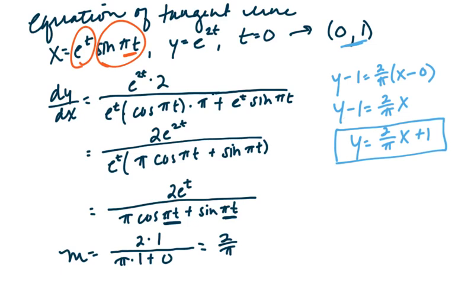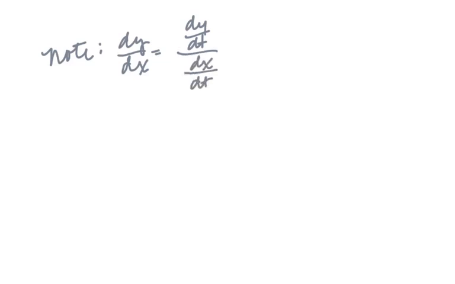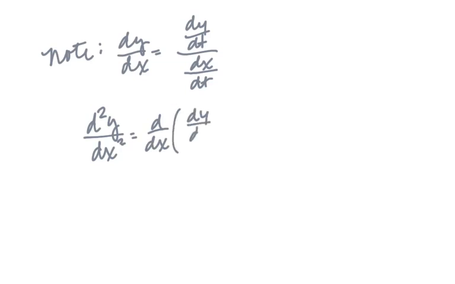So let's talk about a second derivative. Let's make a note here. We know that dy over dx equals dy over dt over dx over dt. And we call it dy over dx. So to find the second derivative, we take the derivative of dy over dx, and then we divide it by the derivative of x with respect to t. So you need to make note of that.